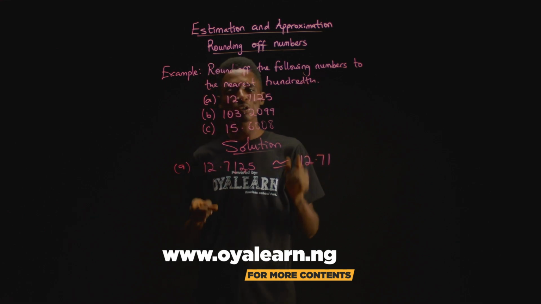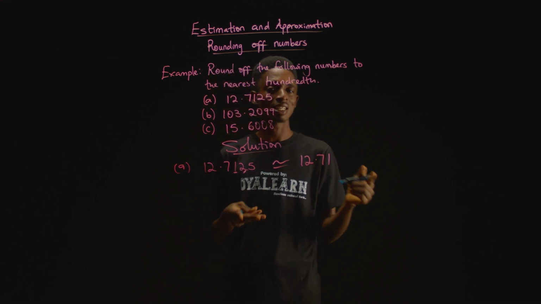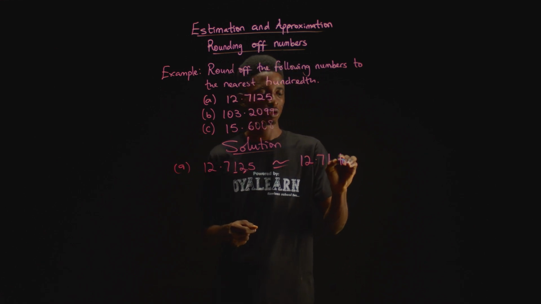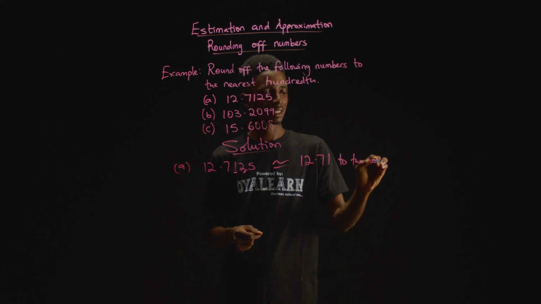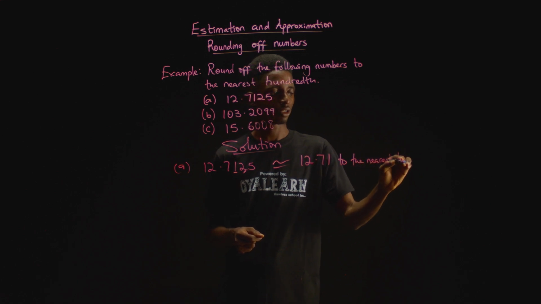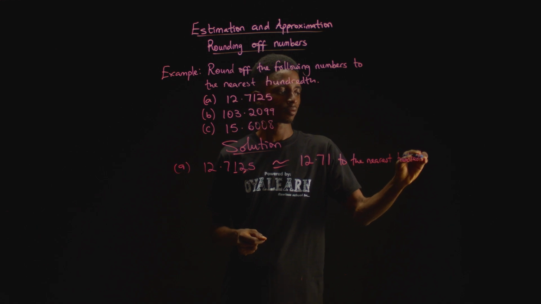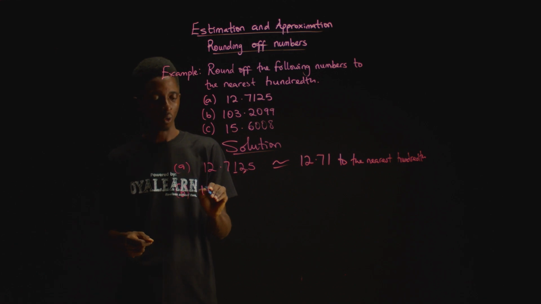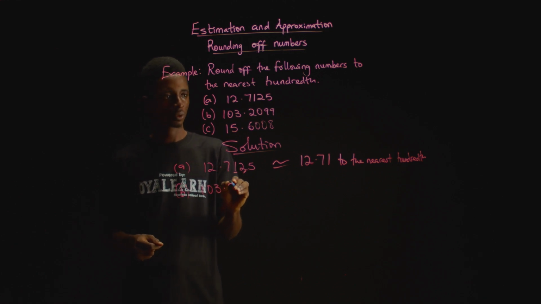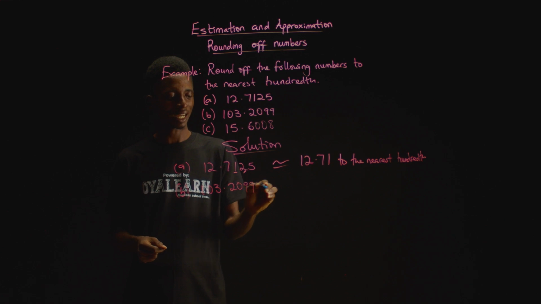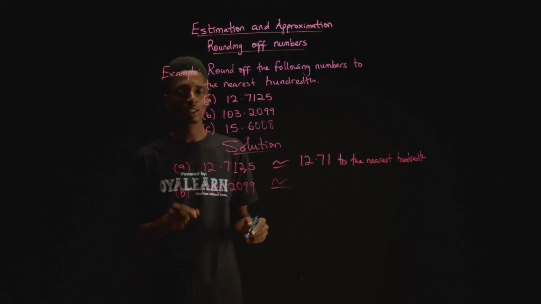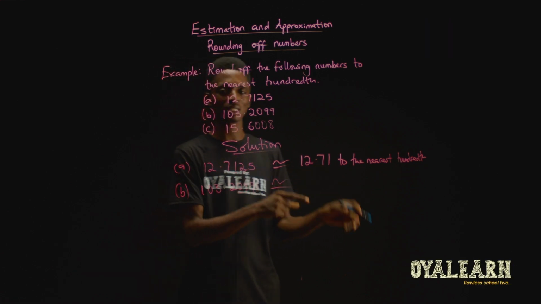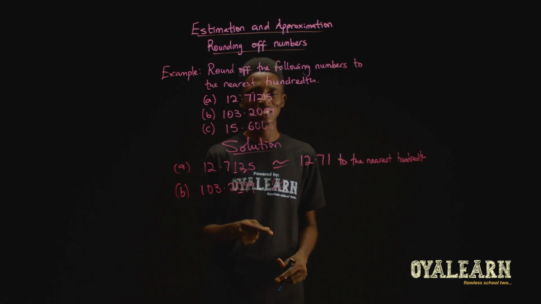Now, it is to the nearest hundredth, which requires us to write it in 2 decimal places. So our answer is 12.71 to the nearest hundredth. Now to solve question B, we have 103.2099. This is also to the nearest hundredth, and the digit in that place value is 0. So when we are approximating, our answer has to be in 2 decimal places.